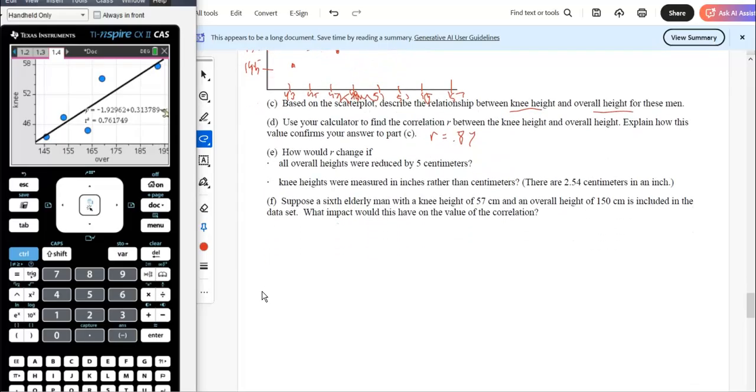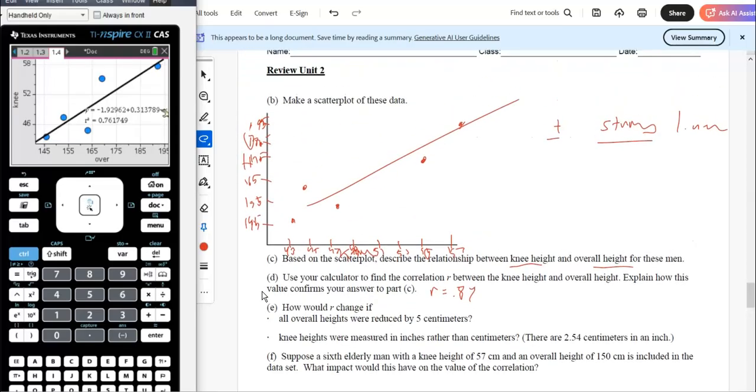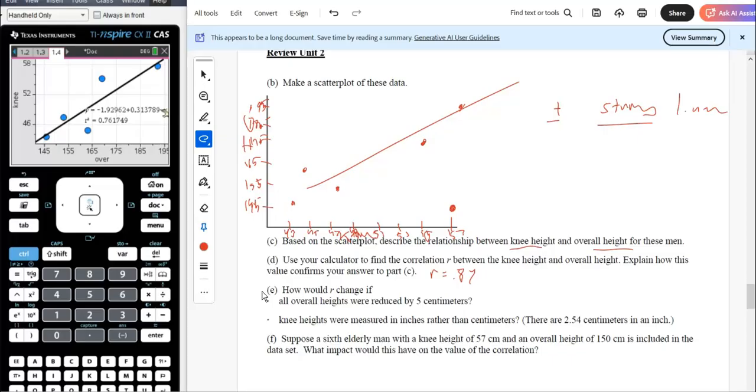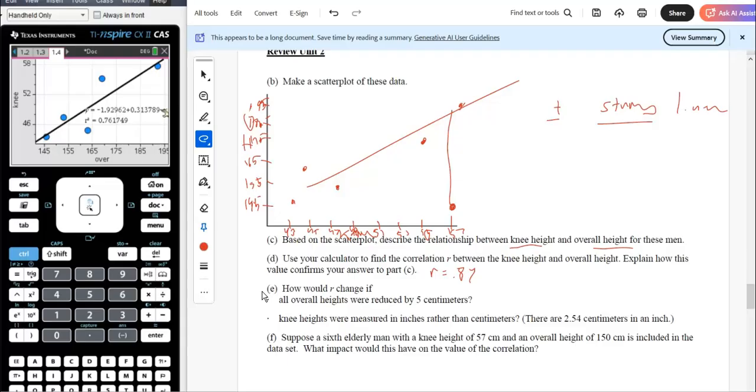Suppose an elderly man with a knee height of 57 and an overall height of 150. So that's like, oh man, down here somewhere, is included. What would happen to the value of the correlation? This has a very large residual, right? So, I mean, it probably affects the line a little bit. It's within the X values, so it's not like a high leverage point. I guess it'd be an outlier.